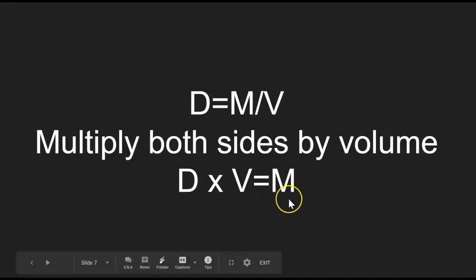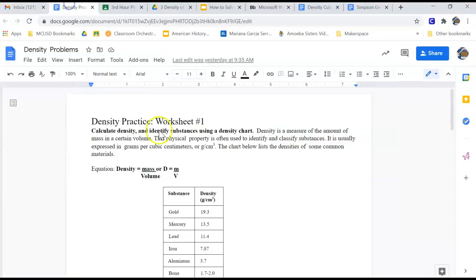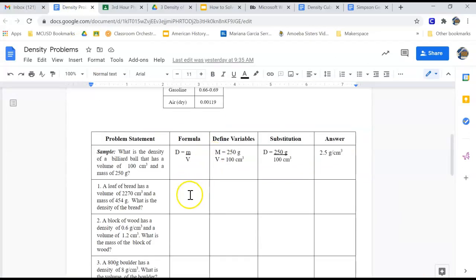Okay. So this actually counts as a test grade because I don't want to push the assessment into next week. So this is your assessment. So use a calculator, take your time, make sure you're filling out every square. So you're going to have to put whatever formula you're solving with here. You're going to have to put the variables. So here you're given volume. So you'll have V equals 2,270 cubic centimeters, and then you're given mass here, so then you'll put mass equals 454 grams.